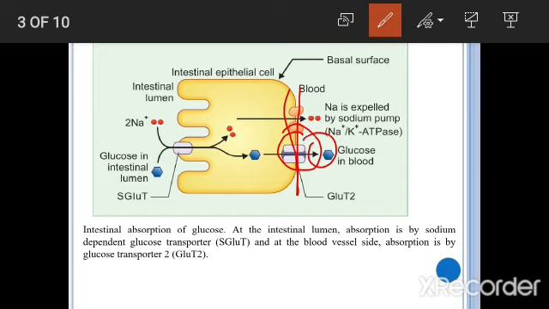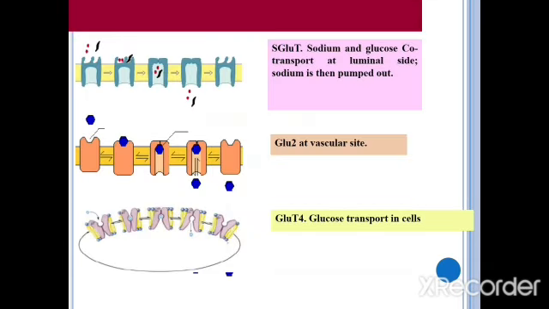into the blood. So in the intestinal epithelial cell, at the intestinal lumen the glucose transport is by a co-transport mechanism, that is glucose is absorbed along with sodium, and at the basal surface another transporter, that is GLUT2, is present. At the luminal side, glucose absorption is with the help of sodium dependent glucose transporter, and at the vascular side it is by glucose transporter 2.